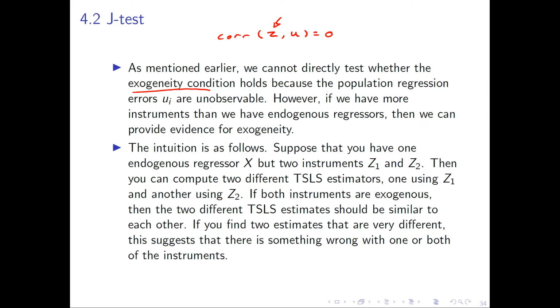So let's suppose that we have one endogenous regressor, but we have two instruments. What we can do is compute two different two-stage least squares estimators. These are the betas on the x in the second stage in this two-stage least squares method. And for each of these estimators, we use only one of the instruments.